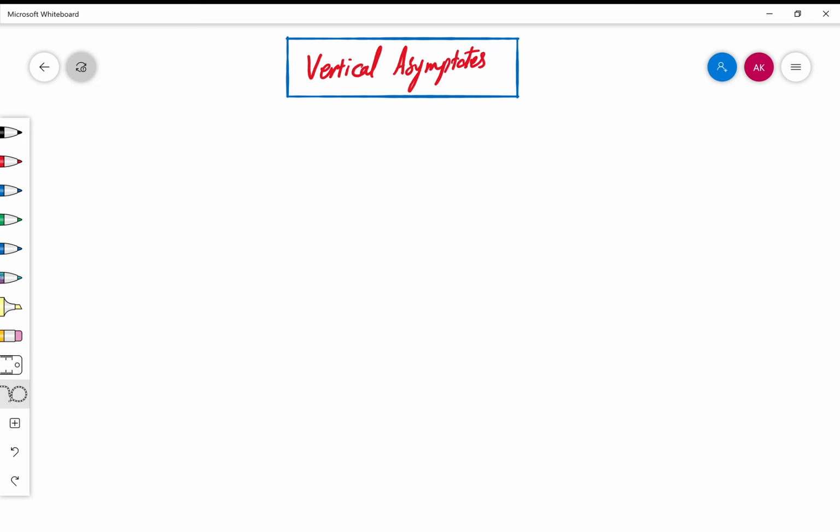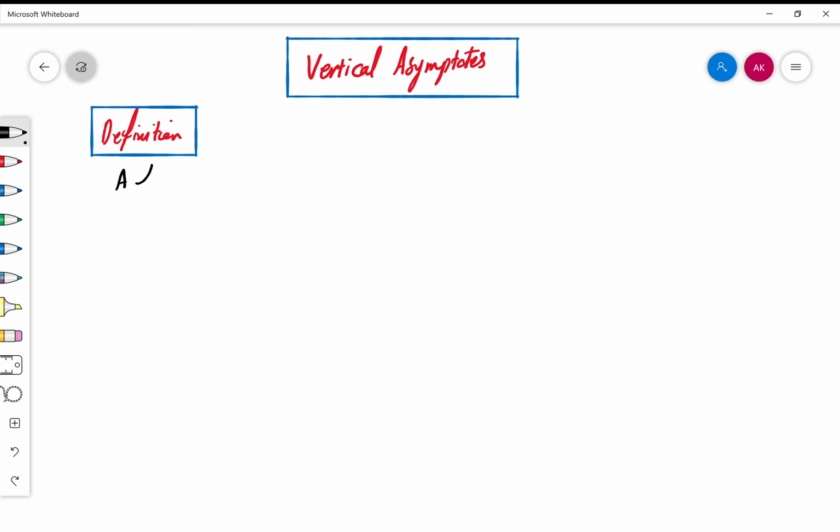Hi, in this video we will learn about vertical asymptotes. Let me just write down the definition. The asymptotes, vertical or horizontal, these are straight lines. Vertical means that we are dealing with a vertical straight line. So the equation for vertical asymptotes will be x equal to some constant.